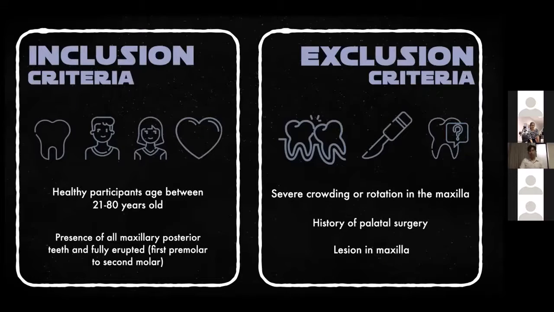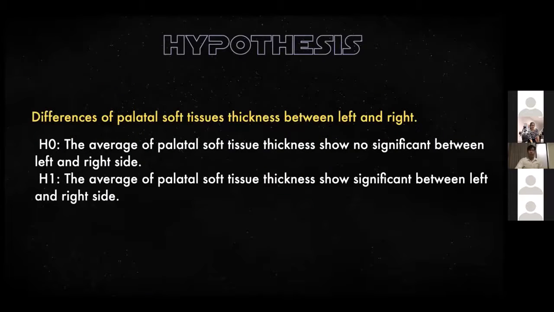The inclusion criteria include healthy participants aged between 21 to 80 years old, presence of all maxillary posterior teeth, and fully erupted. The exclusion criteria include severe crowding or rotation in maxilla, history of palatal surgery in maxilla, and lesion in maxilla. Our hypothesis that we came up with is whether there is a difference of palatal mucosal thickness between left and right side.